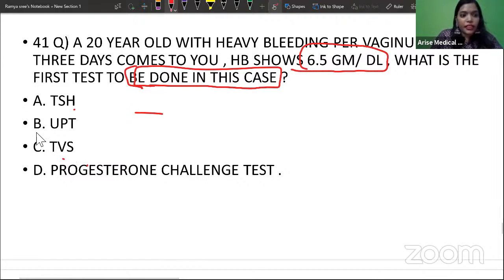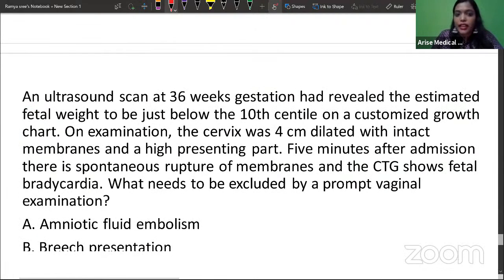So the answer here is UPT. Whenever you have heavy bleeding, always do UPT first, because pregnancy complications are the ones which have to be ruled out first. Okay. Right. I'll end for today because I think you are having another class starting.